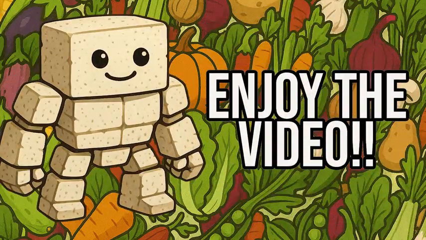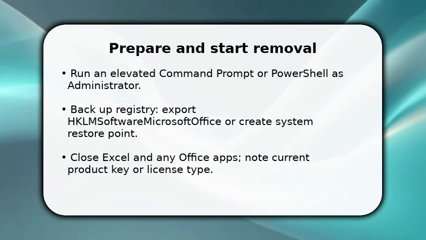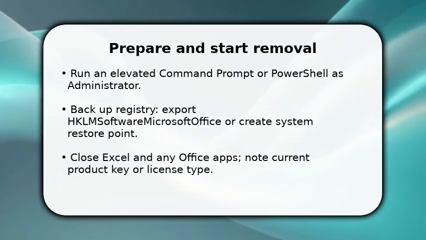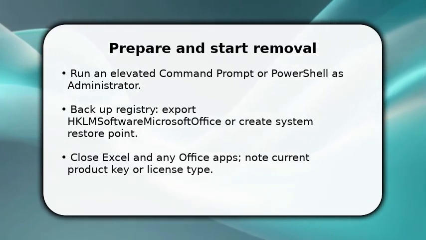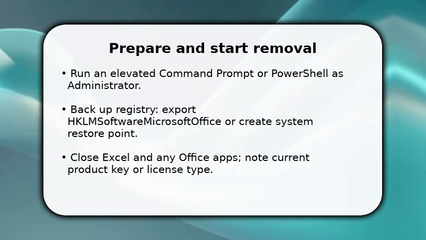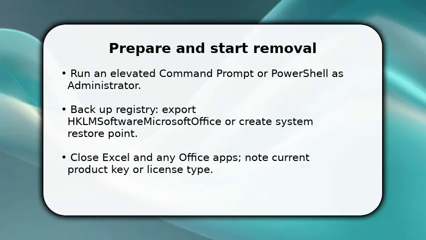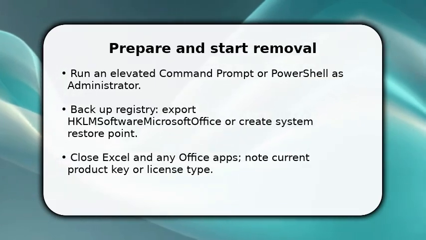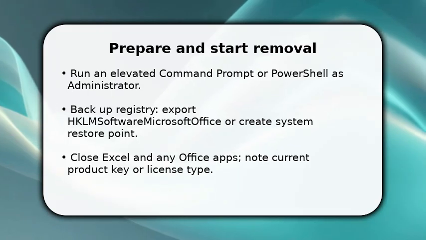You start by ensuring you have admin rights and a backup. Open an elevated command prompt or PowerShell. This lets you run Office tools that need elevation. Once done, create a system restore point or export the Office registry branch so you can revert changes.